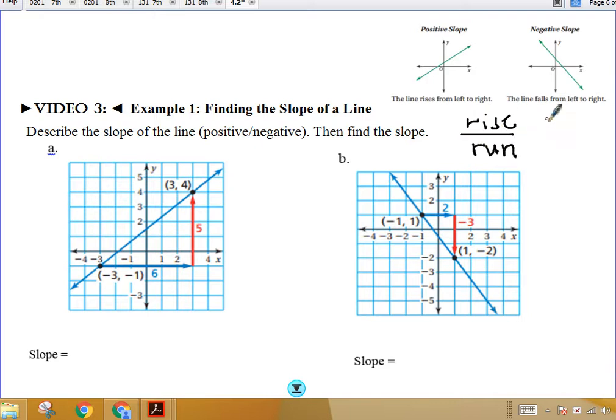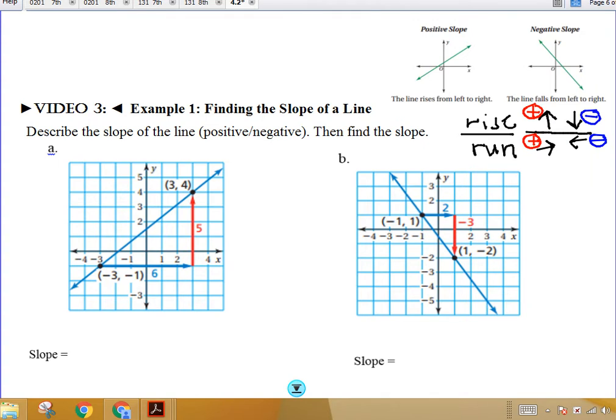Rise could be you're going to be going up or down, and the run you could be going to the right or to the left. When you're going up, it's positive, and also when you're going to the right, it's positive, but when you're going down, it's negative, and you're moving to the left, it's also negative. So keep that in mind. Rise is when you go up or down, run is when you go to the right or left. So let's look at the first example.